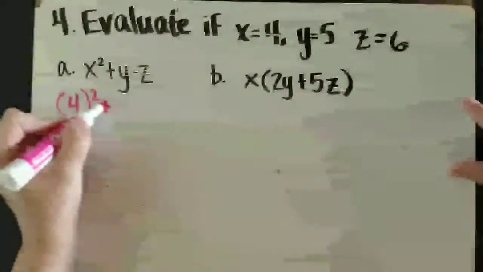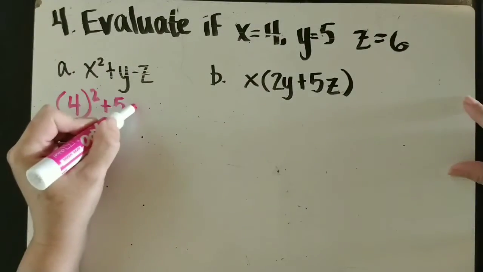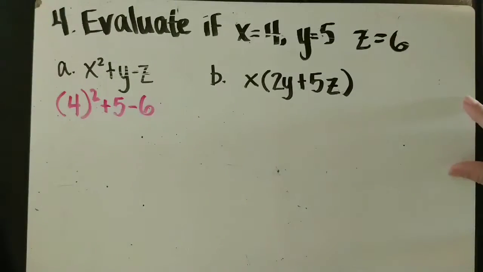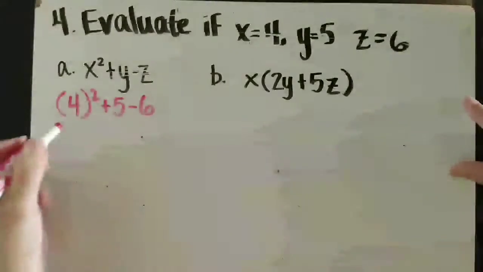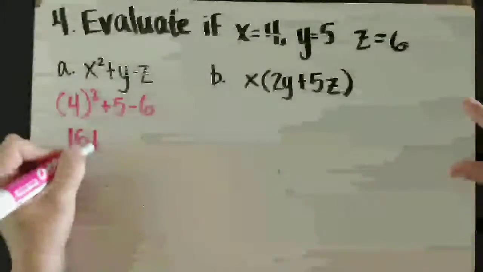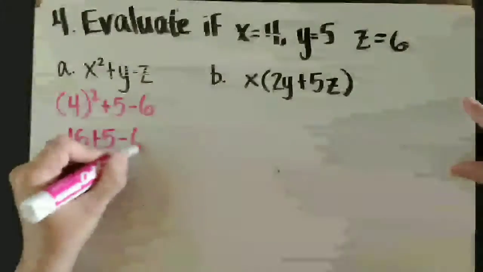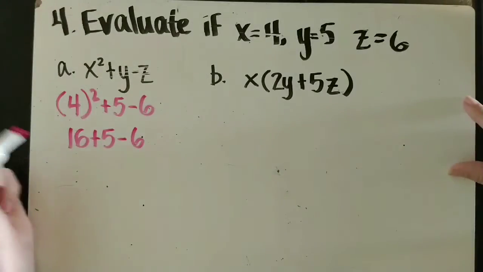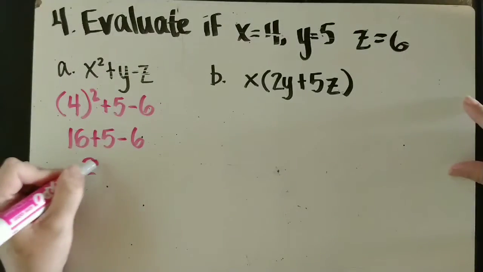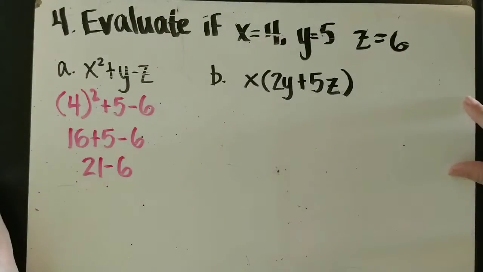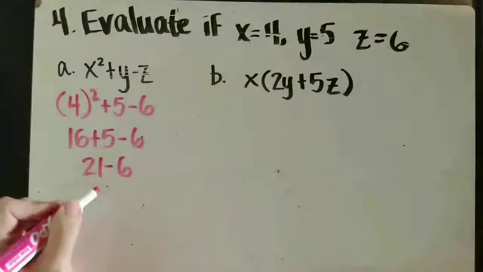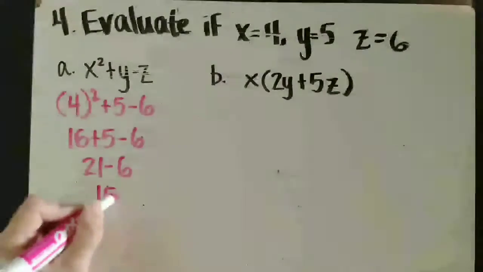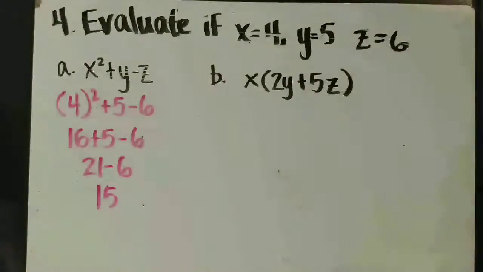So we have 4 squared plus 5 minus 6. Order of operations says to do power first. So we have 16 plus 5 minus 6. 16 plus 5 is 21. And 21 minus 6 is 15. Now let's do letter B.